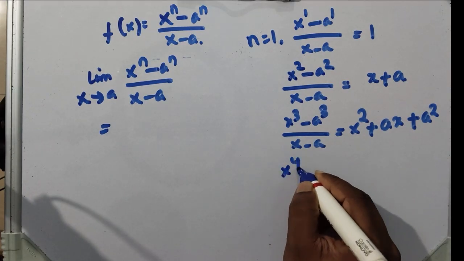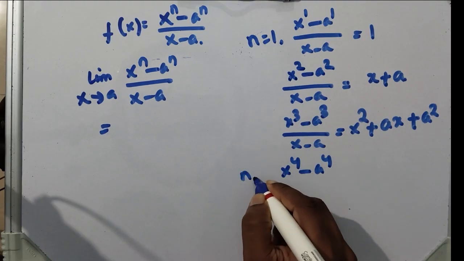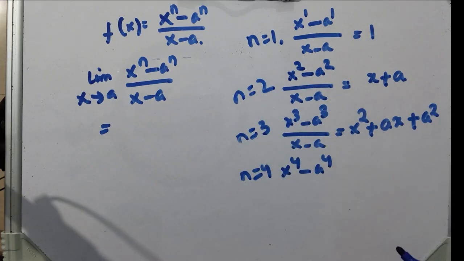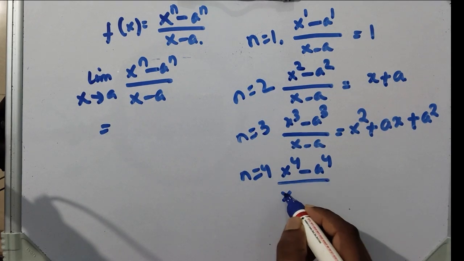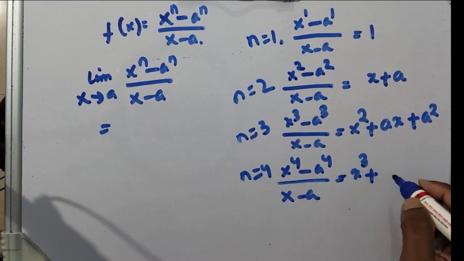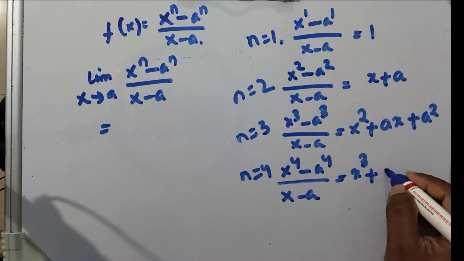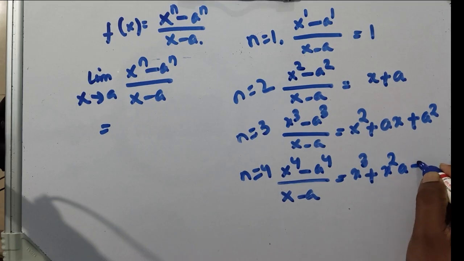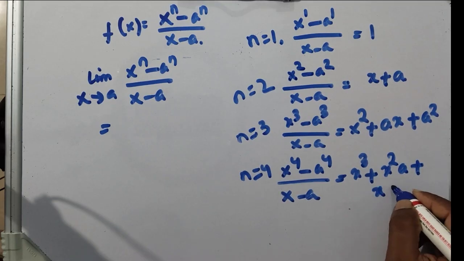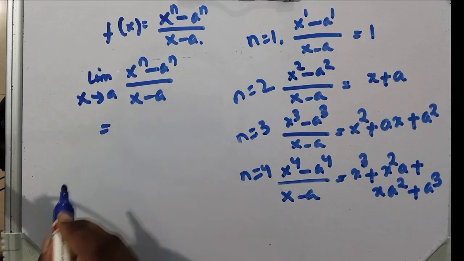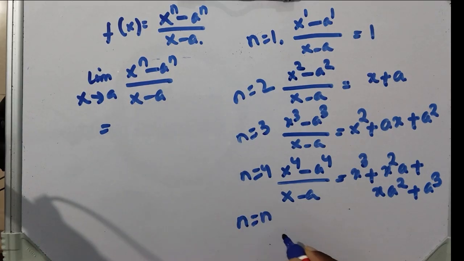Now, when n becomes 4, when n becomes 3, when n becomes 2, can we write x cube plus x square a plus x a square plus a cube? Can we write this? This is a general formula, so we can write this when n is equal to n.